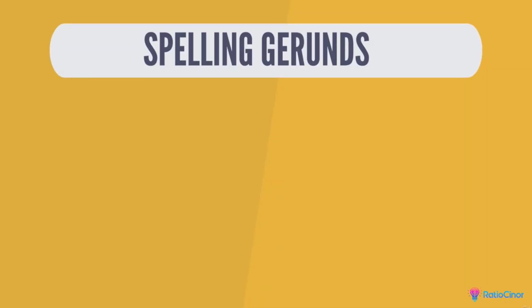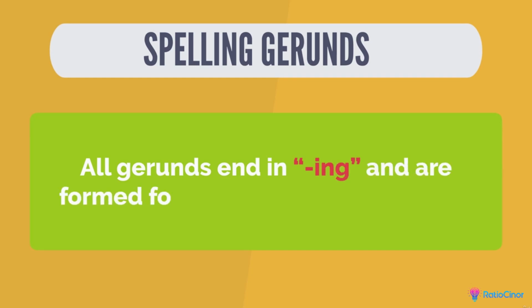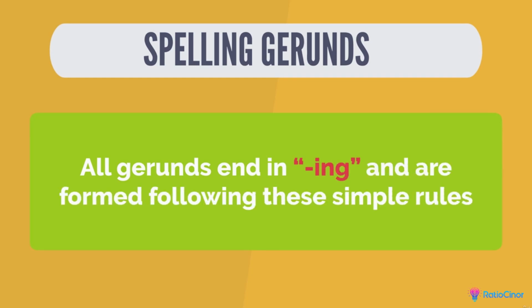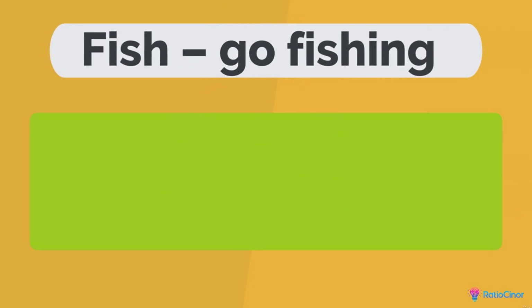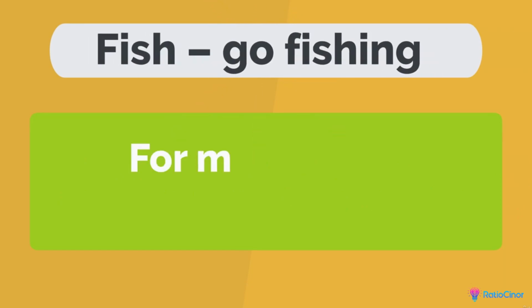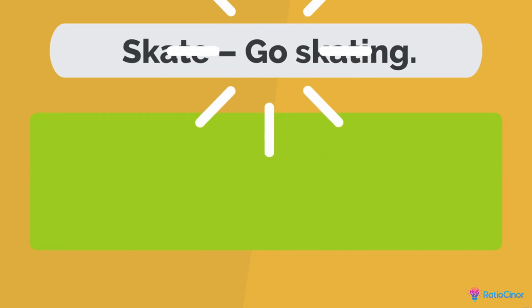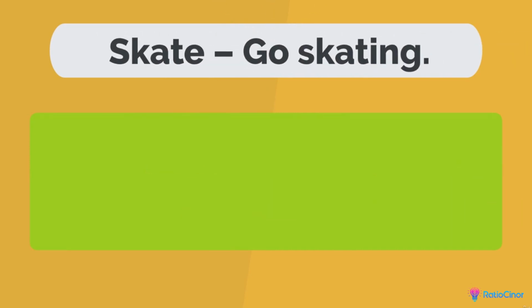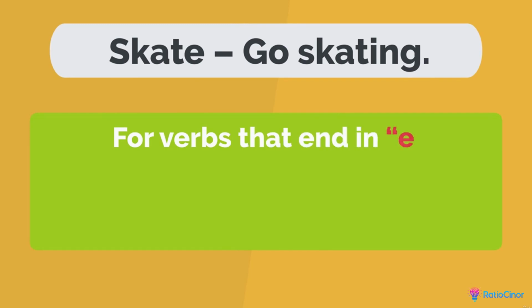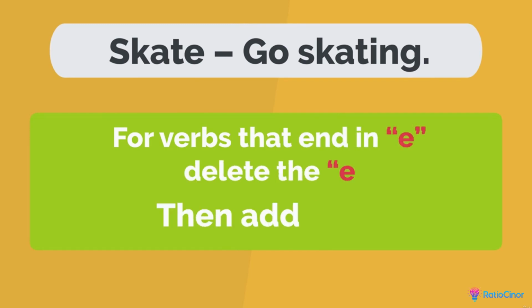Spelling gerunds. All gerunds end in ing and are formed following these simple rules. Fish, go fishing. For most verbs, add ing. Skate, go skating. For verbs that end in e, delete the e, then add ing.